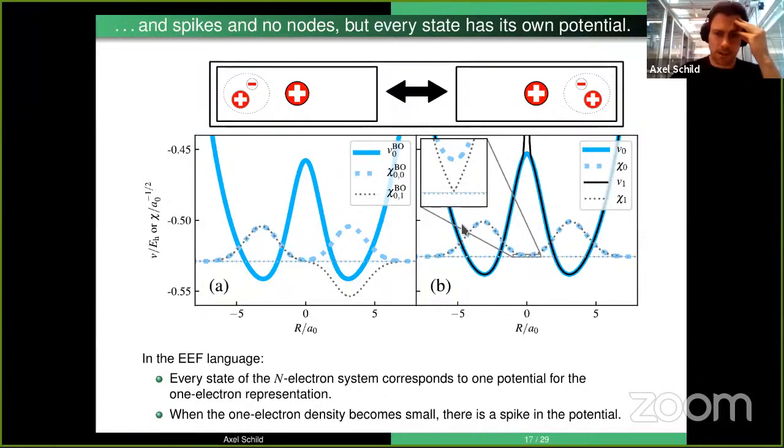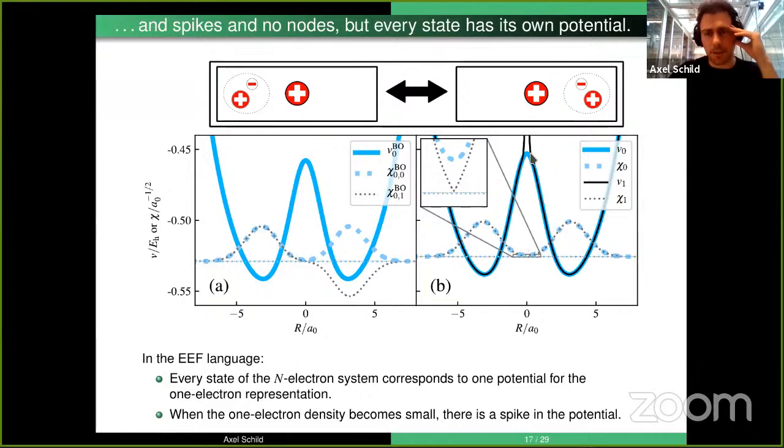The blue potential is again the potential of the ground state. It looks like the Born-Oppenheimer potential, and the wave function also looks like the Born-Oppenheimer wave function. But the first excited state is never reaching zero. So there is no sign change here, except if you change the gauge. You can do that, but in general, there's no sign change if you want a continuous wave function.